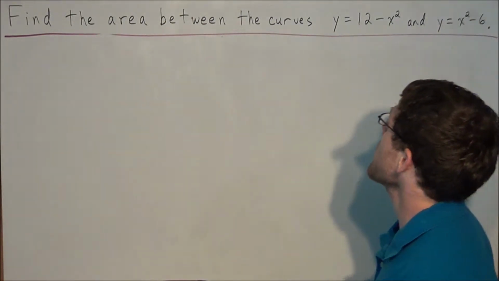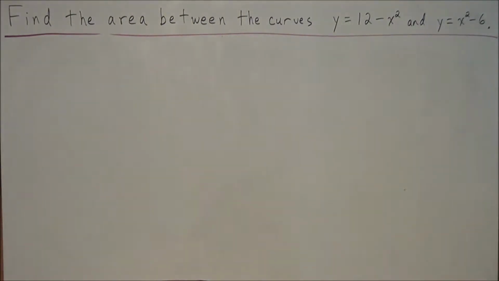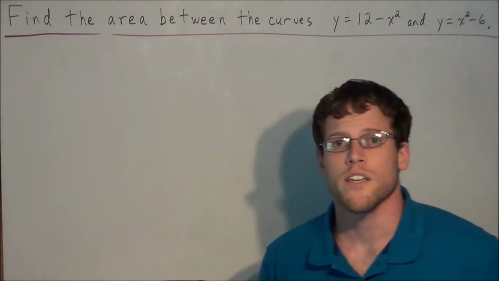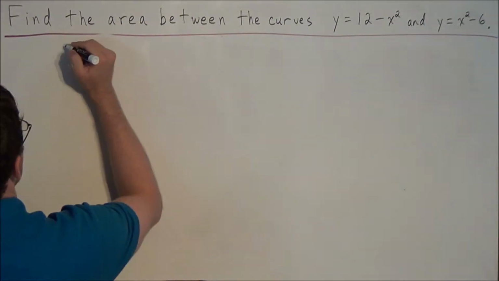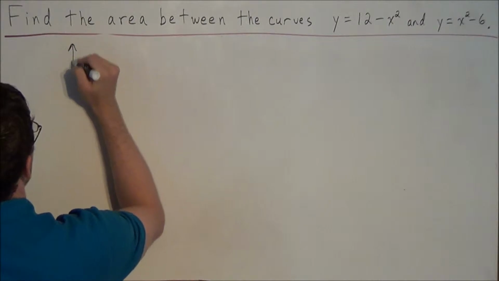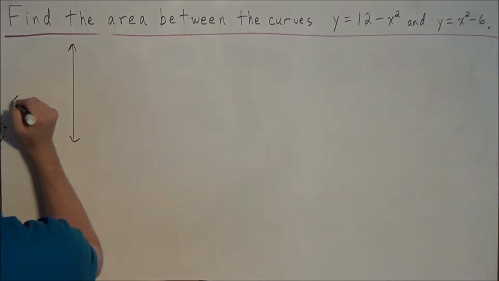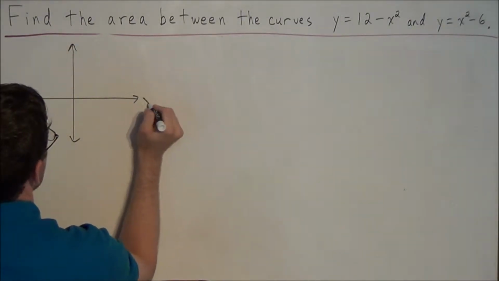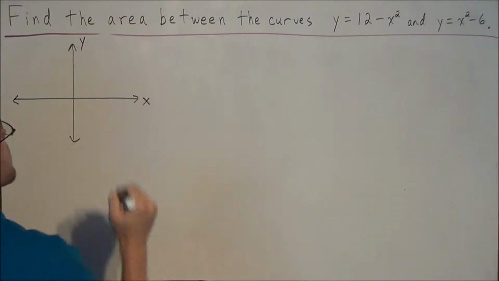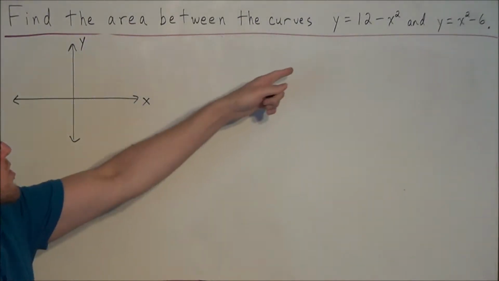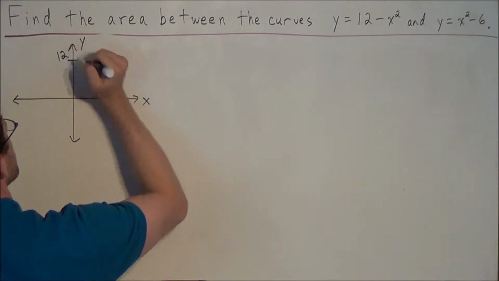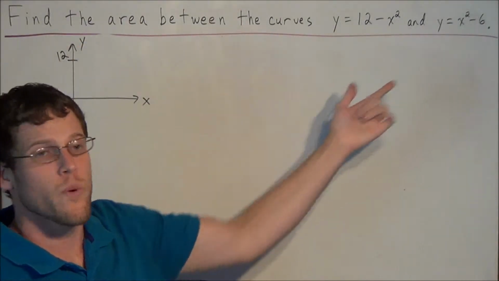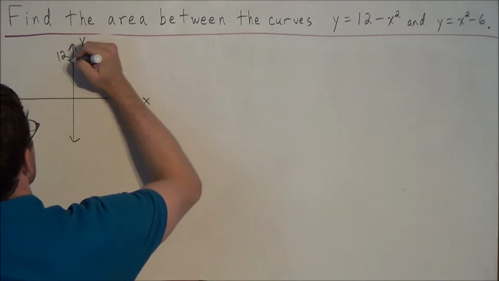So we have: find the area between the curves y equals 12 minus x squared and y equals x squared minus 6. So the first thing we should do with this problem is get a visual of what these two curves look like. So we draw our xy axis, and we notice that the first parabola, 12 minus x squared, crosses the y-axis at 12, and since we have a negative x squared, this parabola is going to be opening downwards.